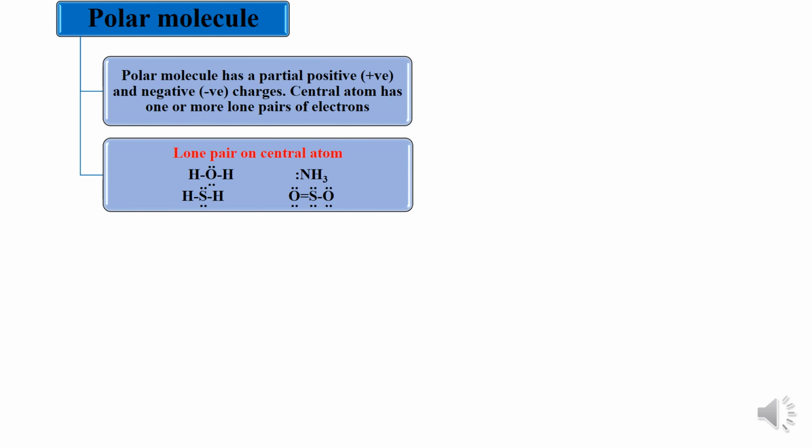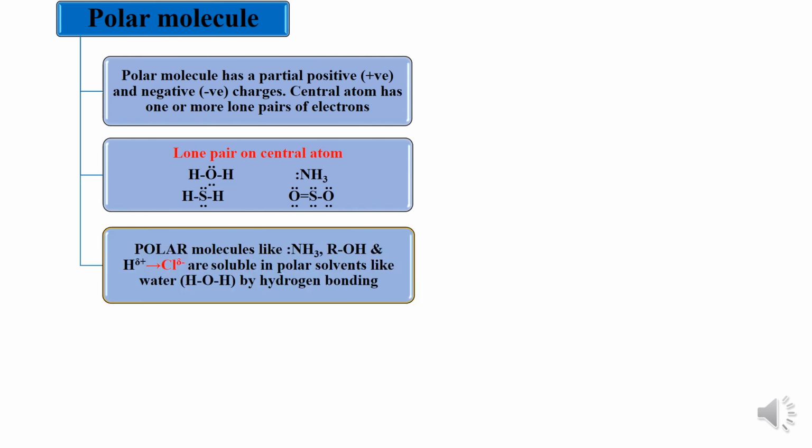And though there are two lone pairs of electrons on the two terminal oxygen atoms, it doesn't make any difference. So all we need to look at is the central atom. You just have a look at the central atom and see whether it has a lone pair or not. If it has a lone pair, then definitely it will be a polar molecule. If there is no lone pair on the central atom, then it will be a non-polar molecule.